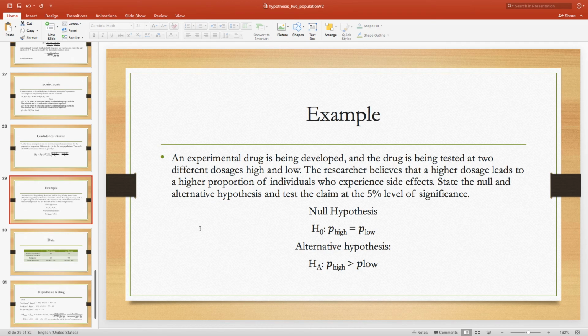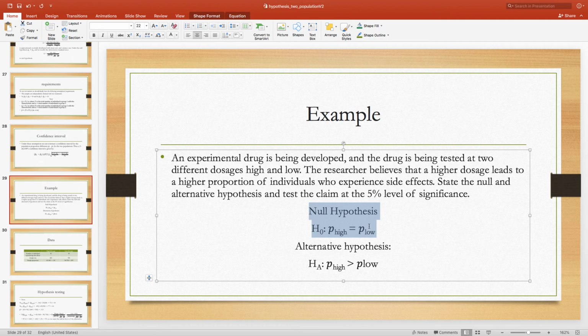So the null hypothesis is that the dose, the amount of drug that you take, doesn't matter for the population. The alternative hypothesis is that the proportion of individuals who take a high dosage and experience side effects is higher than the proportion for individuals with a low dosage. Okay, and let me fix this right now.